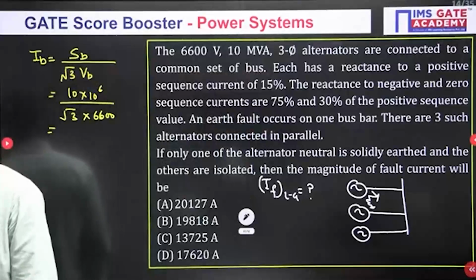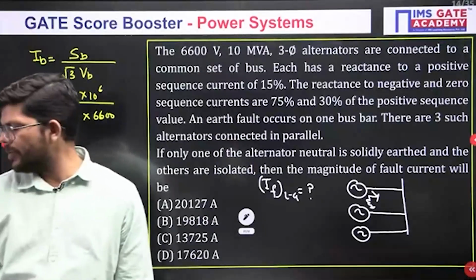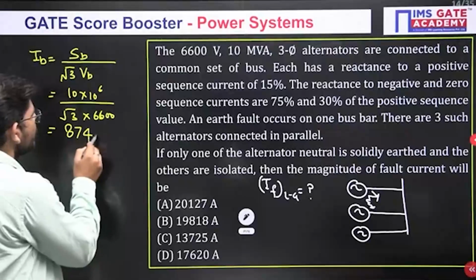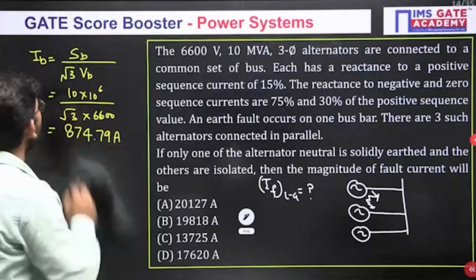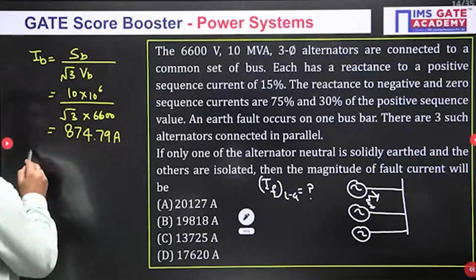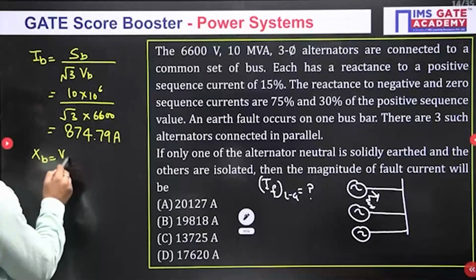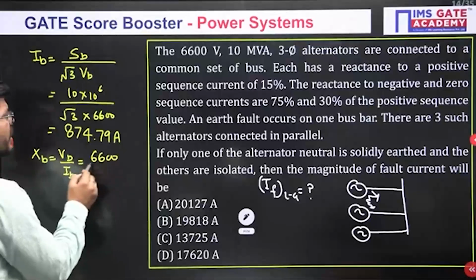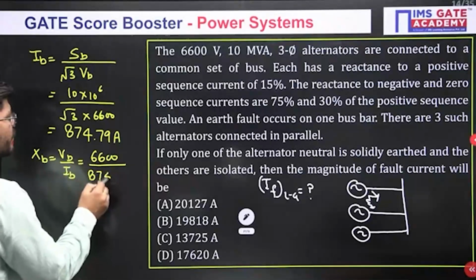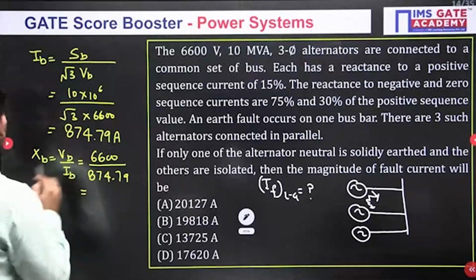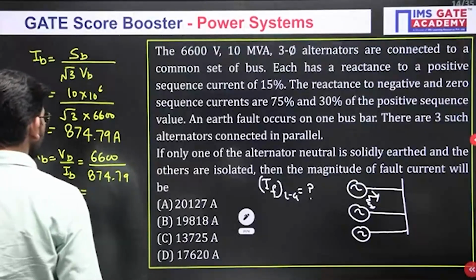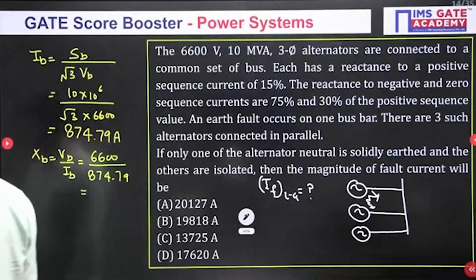Let me verify the answer. So the I base current that you will be getting is 874.79. This will be the I base current. Okay, then if I calculate what will be X base, it will be equal to V base upon I base. Okay, so 6600 divided by 874.79. When you do this, you will be getting X base equal to how much?